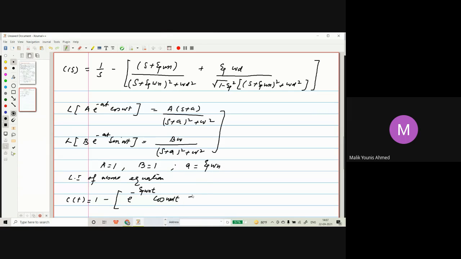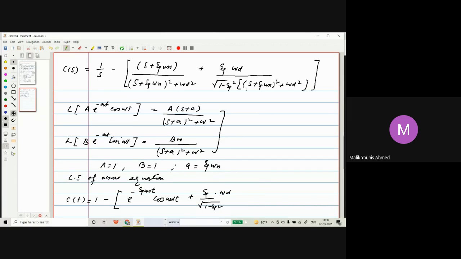Fine. Second term, xi divided by under root of 1 minus xi square. Omega d will be as usual. Is it correct or not? Above we have taken xi omega, that should be omega d. Yeah, fine. So xi omega d will be there, and this is a constant term.